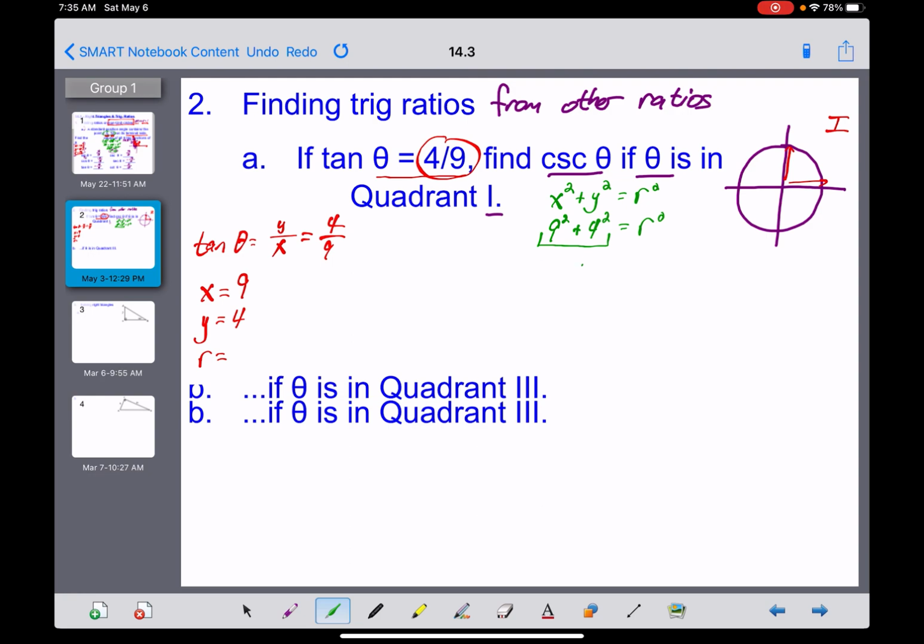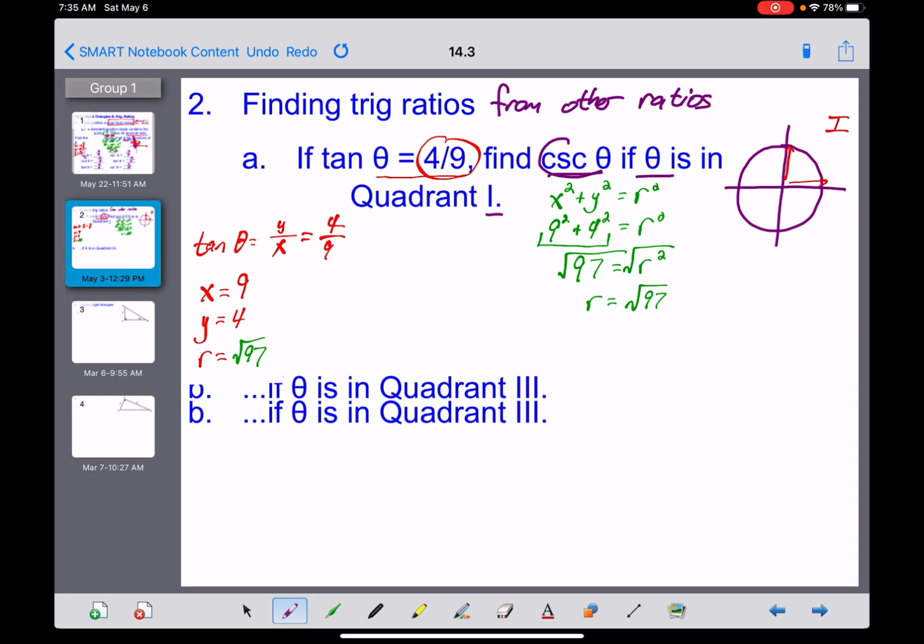81 plus 16, you'd end up with 97 is equal to r squared. 97 is an ugly number. I believe it's prime, but it's definitely not a perfect square. So we'll take the square root of both sides, and I think all we can do with that, guys, is say that r is equal to the square root of 97. So, okay, that's what r is, the square root of 97.